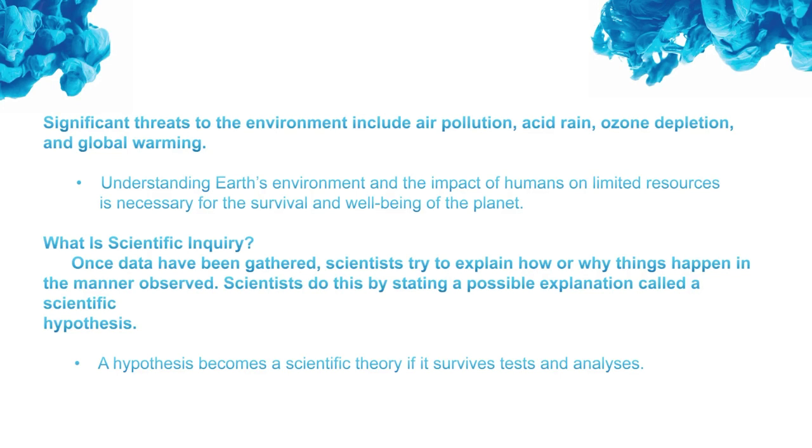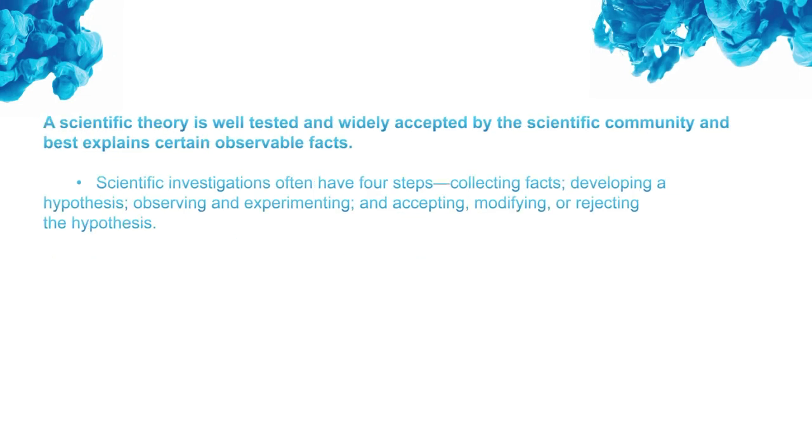Once data have been gathered, scientists try to explain how or why things happen in the manner observed. Scientists do this by stating a possible explanation called a scientific hypothesis. A hypothesis becomes a scientific theory if it survives tests and analysis. A scientific theory is well tested and widely accepted by the scientific community and best explains certain observable facts.